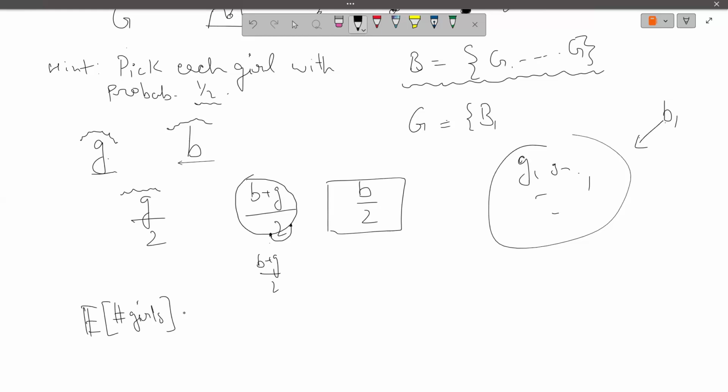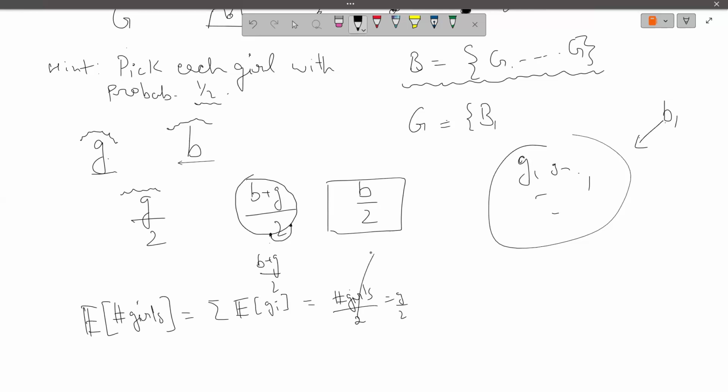is equal to the sum of the expected value of some girl G_i, where i is a girl, summing over all the girls. Now each girl has an expected value of half, the probability of half of being selected. So this is just the number of girls over 2. This is G by 2.